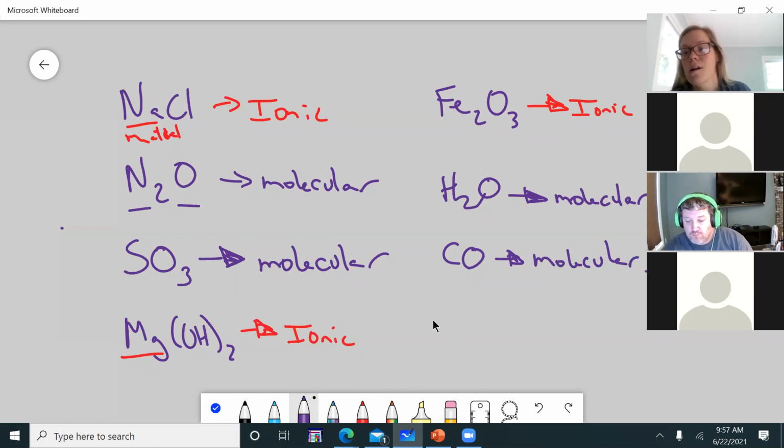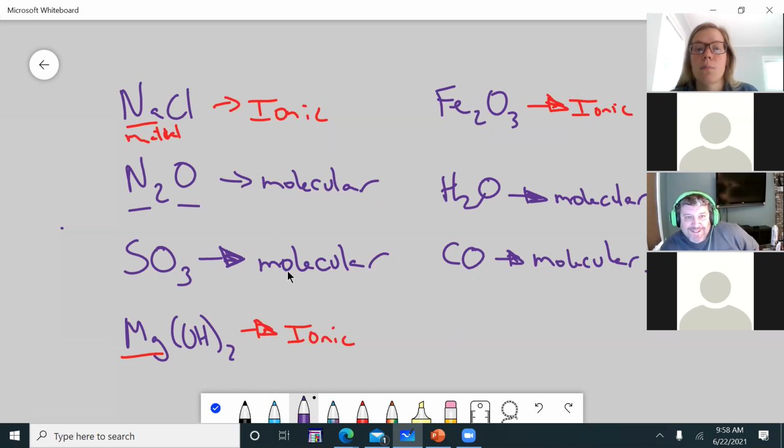Okay. Any questions on that? Any questions on how you decide what's a metal? Remember when looking at your periodic chart, I said find the zigzag line. If it's to the left and down from the zigzag line, it's a metal. If it's to the right and up of the zigzag line, it's a non-metal.